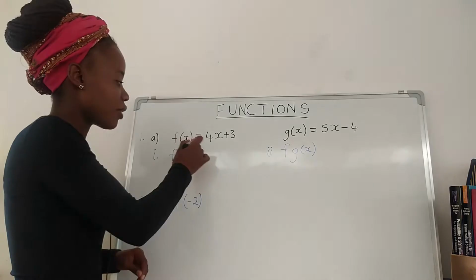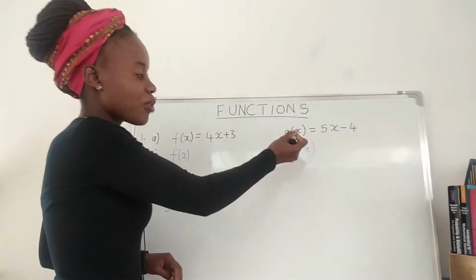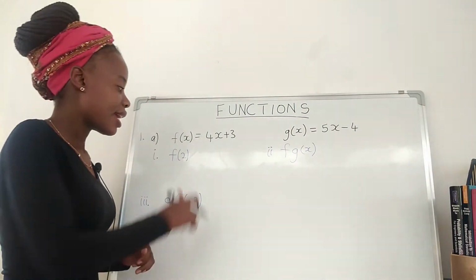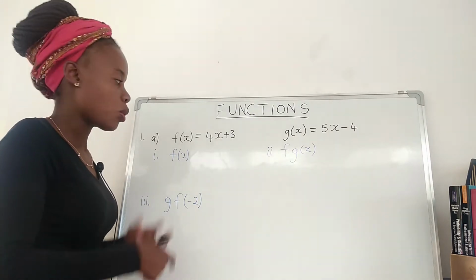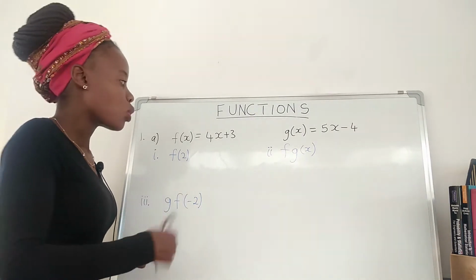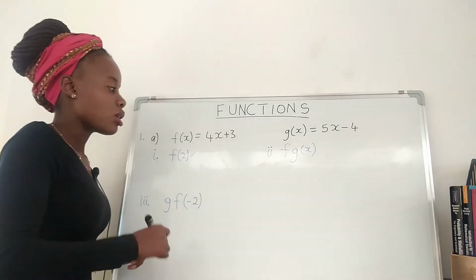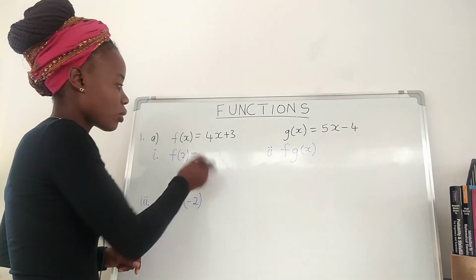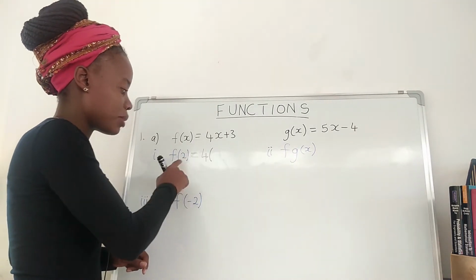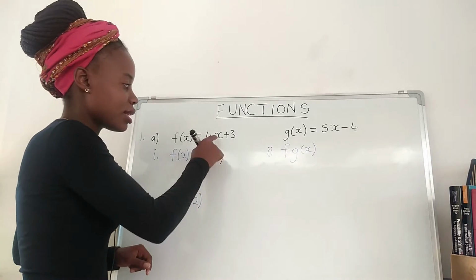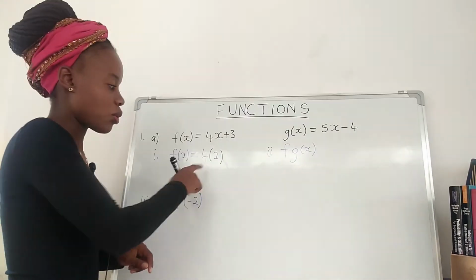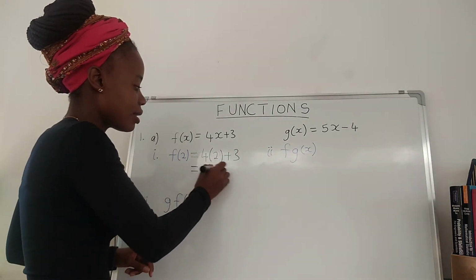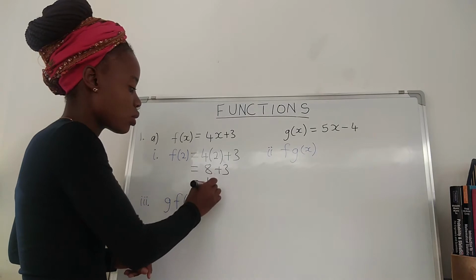We have f of x equals 4x plus 3, g of x equals 5x minus 4, okay? And in Roman figure 1, we are supposed to find f of 2, when x is equal to 2. So, where we see x, we are going to substitute with 2, okay? So, we are just going to have 4 times 2. You can see that x is equal to 2. So, 4 times 2 plus 3, this is 8 plus 3, which is equal to 11.